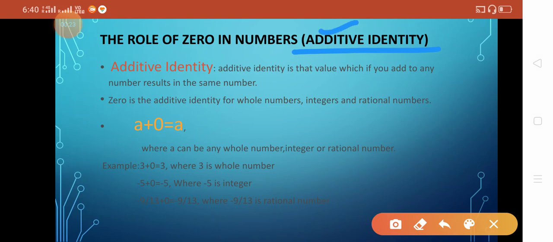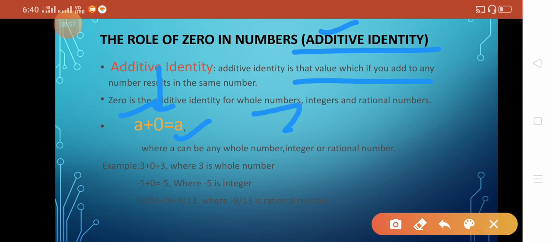As the name suggests, it is based on the operation addition. So additive identity is that value which, if you add to any number, results in the same number. For example, you have a number a and you want to get the answer same as that number. So what value should you add to this? We should add 0.